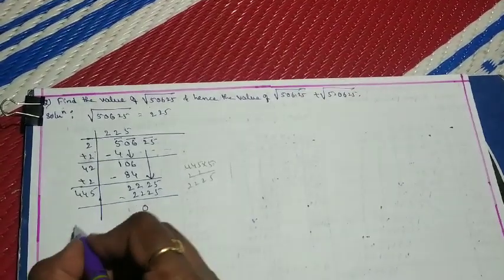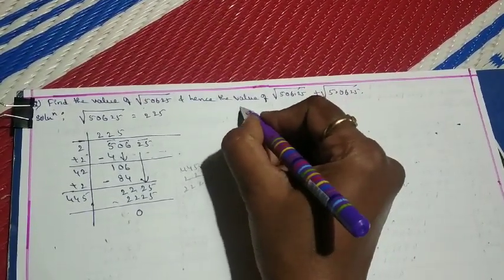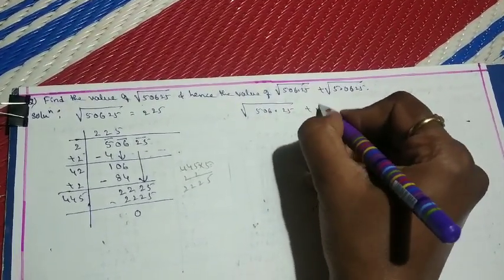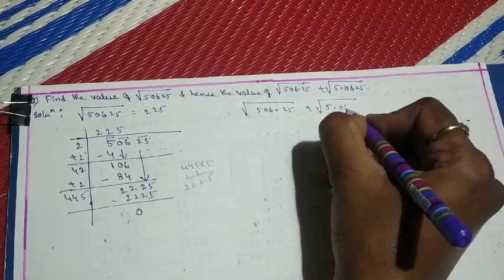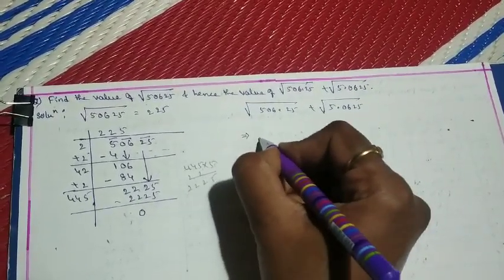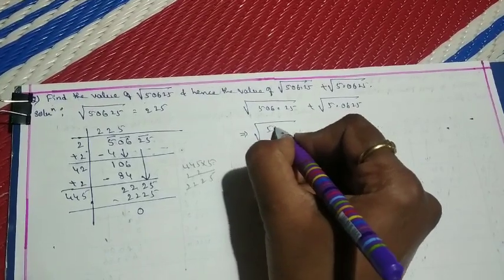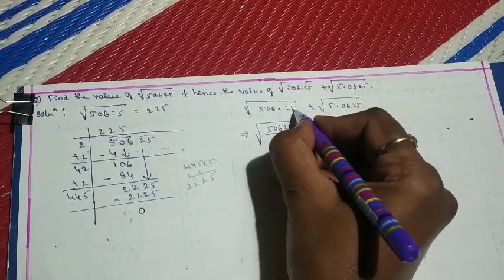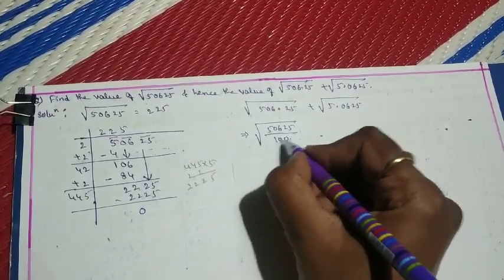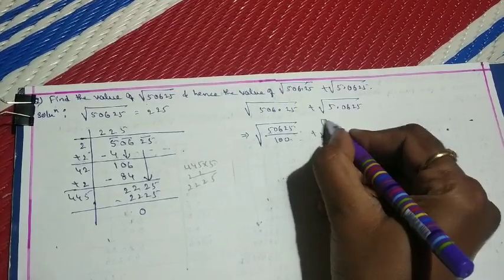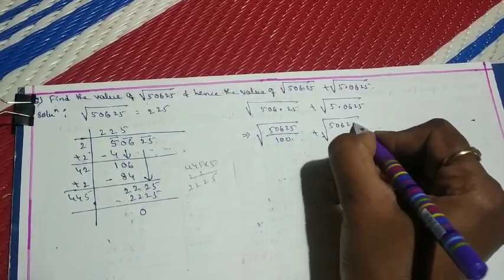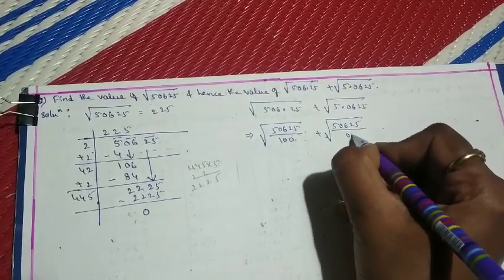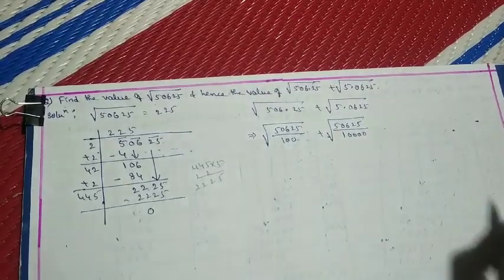Later what it is asked? Square root of 506.25 plus square root of 5.0625. So first let me write in the form of fraction this number: 50625 divided by 100, because after decimal point we have 2 digits, so we can make it as 2 zeros in the denominator, plus square root of 50625. I am removing the decimal point here, children. After decimal point we have 4 digits, so 4 zeros in the denominator, so 1 followed by 4 zeros.